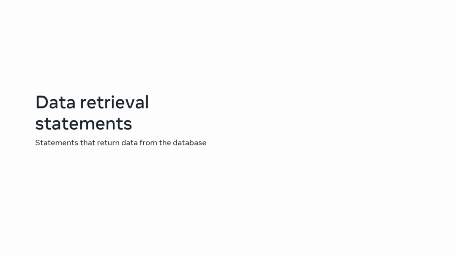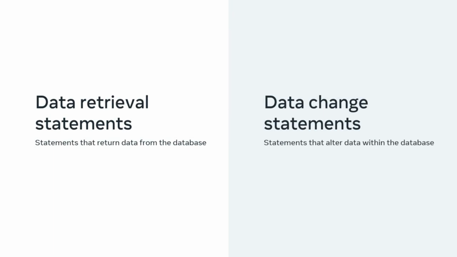Data retrieval statements, which return data from the database, are also known as select statements, and data change statements, used to alter data within the database, like insert, update, and delete. Both types of statements require different kinds of optimization. Later in this module, you'll explore optimization techniques in detail, but for now, let's look at the basics.